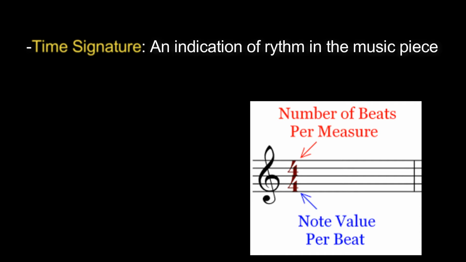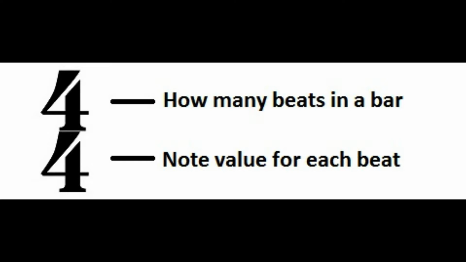Now, what do the numbers indicate? Well, the top number in the time signature tells you the number of beats to be counted off in each measure. The bottom number in the time signature tells you which type of note value equals 1 beat. Now, let's take a look at one of the basic time signatures, 4/4 time.